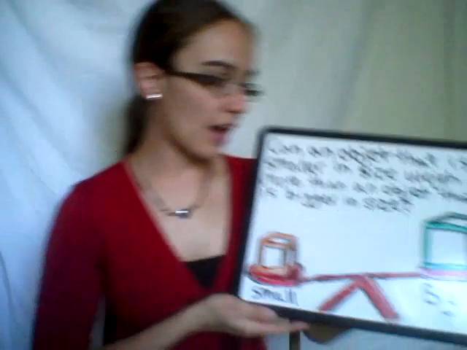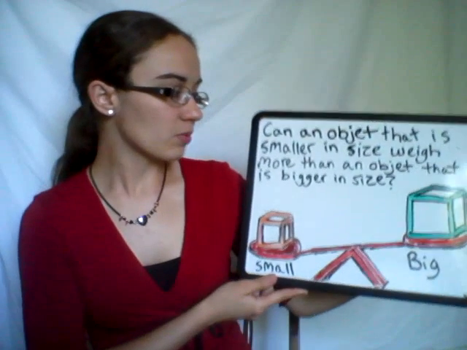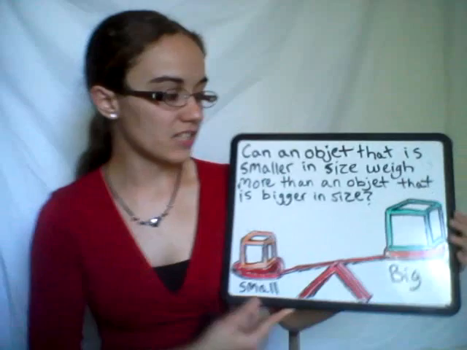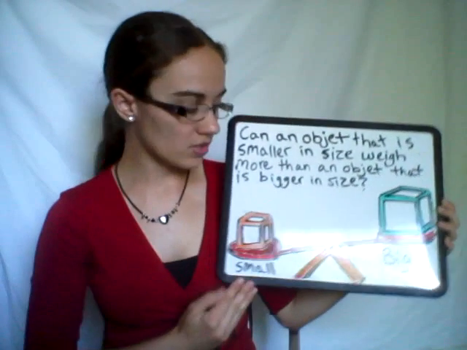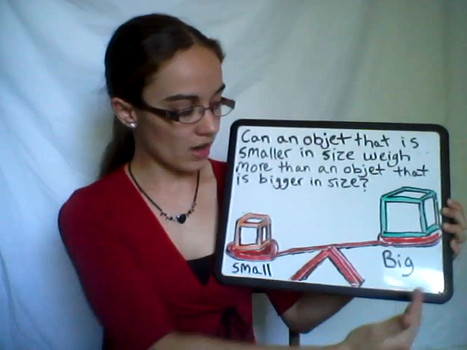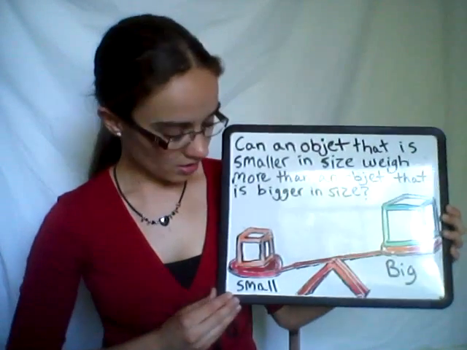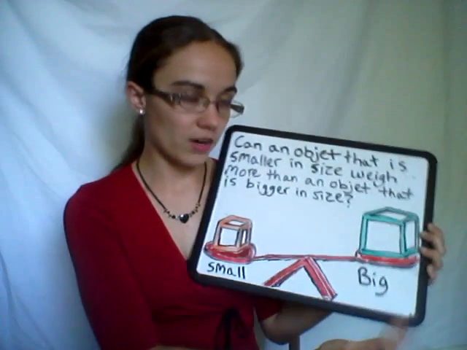Now, I'm going to present to you a little demonstration. This would be for probably about 2nd grade math, and I wrote a question: can an object that is smaller in size weigh more than an object that is bigger in size? And then I drew them a picture. Visuals are always really good. I have an object over here that's small and an object over here that's bigger. And obviously, by this scale, the small object weighs more than the bigger object.